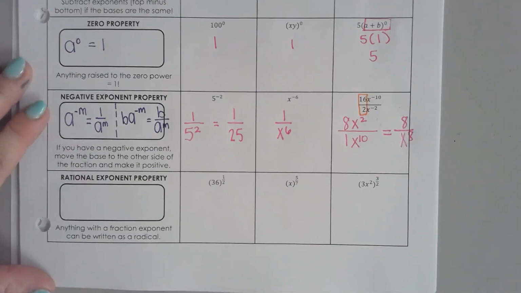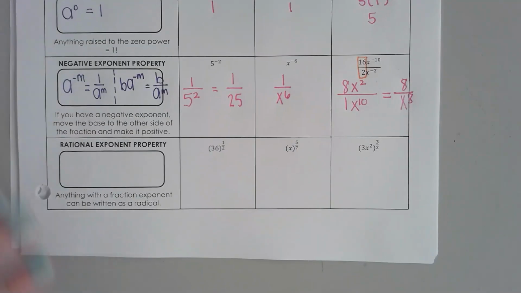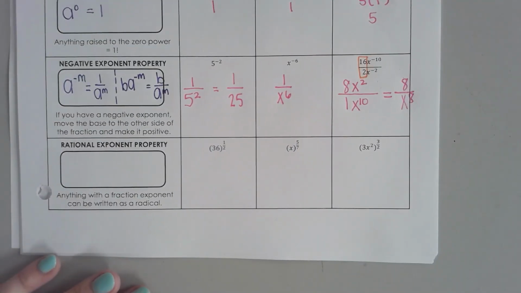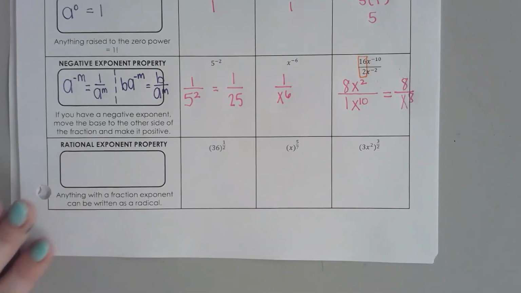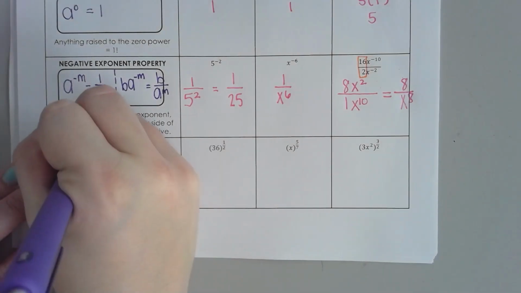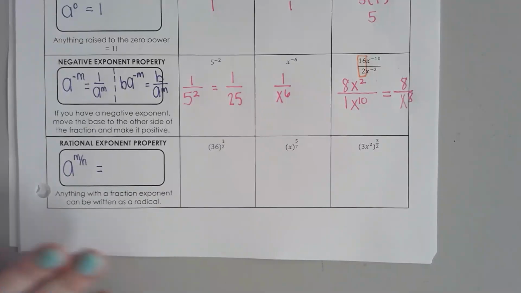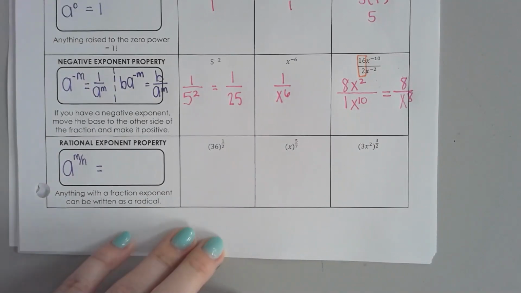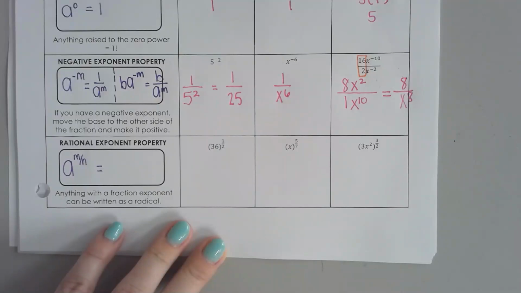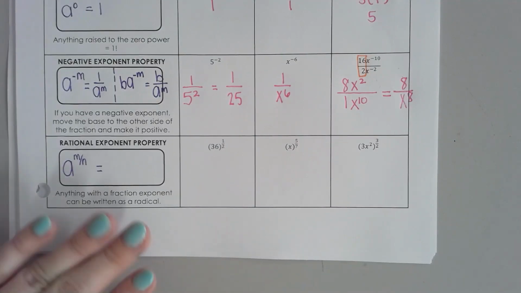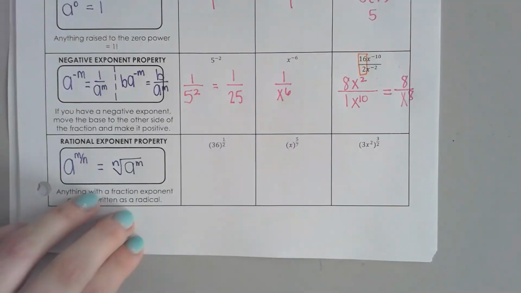I'll show you a brand new one. So if you have a fraction exponent, that can be written as some kind of radical, some kind of root. So a to the m over n. Anybody that's seen this chart before, do you remember how I can write this as some kind of radical? It's the nth root of a to the m.